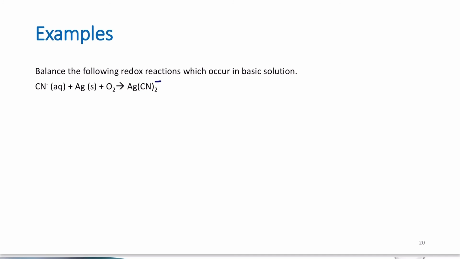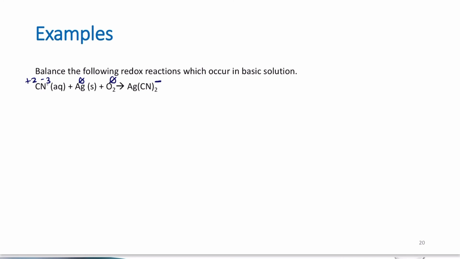CN minus. Nitrogen, again, oftentimes we see it as a positive. Remember, nitrogen can be negative. The more electronegative the element, the more likely it is to hold a negative charge. Nitrogen is more electronegative than carbon, so nitrogen will be at -3 here, while carbon is +2 for its oxidation state. Silver and oxygen are both zero, or in their most stable state.